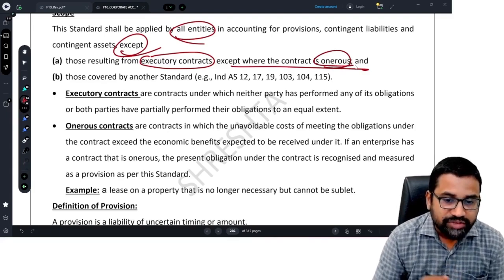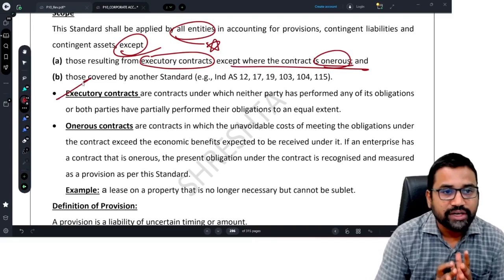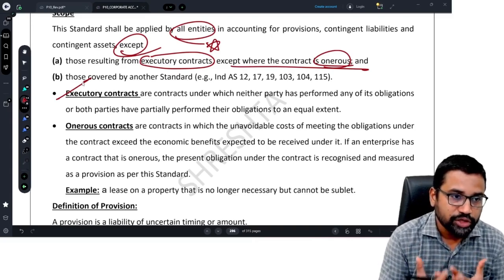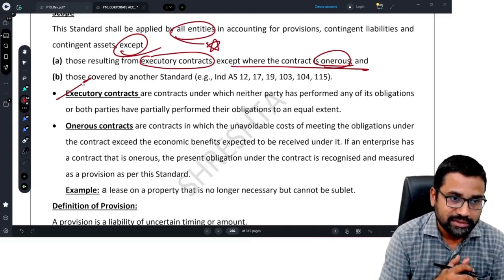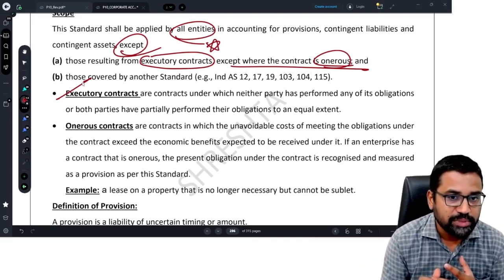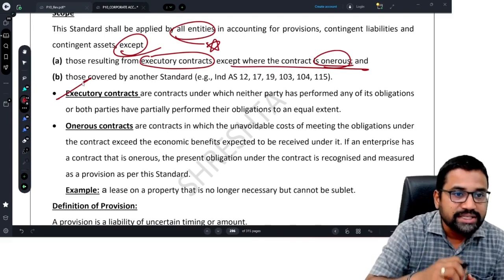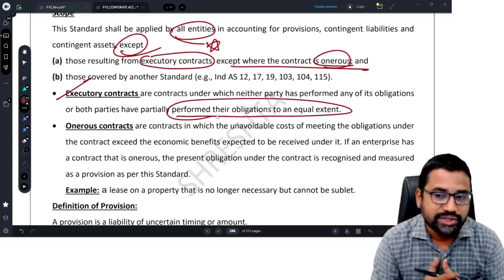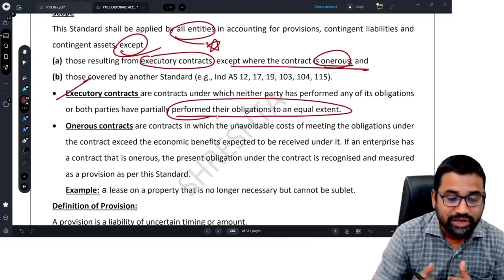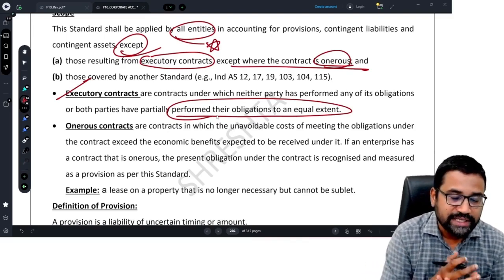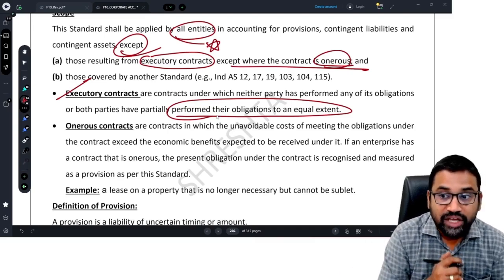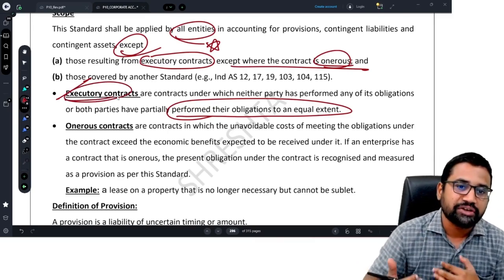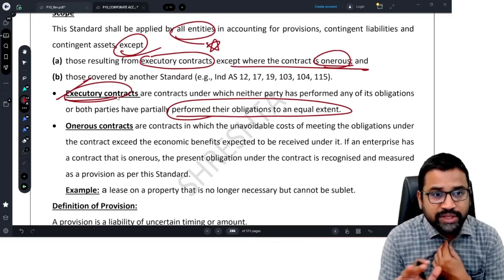Okay. First of all, what is this executory contract? Executory contract means a contract in which neither of the parties has performed their duties or both have performed to an equal extent. Now if the contract is an executory contract, since neither of the parties has performed their duties or they have performed equally, partially to an equal extent, then who can enforce against the other? Nobody. Therefore, the standard says for these kinds of executory contracts, this standard is not applicable. From these executory contracts, for any provisions, contingent assets, contingent liabilities, this standard is not applicable.